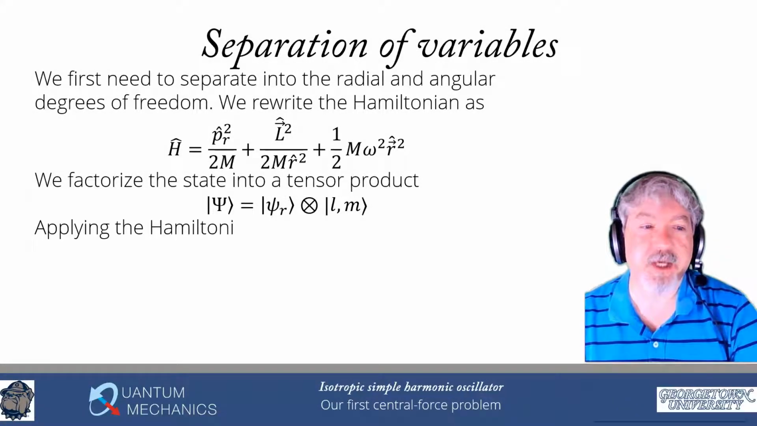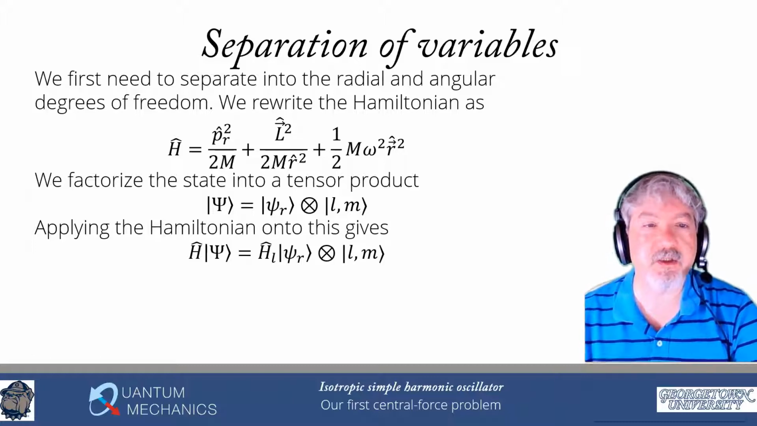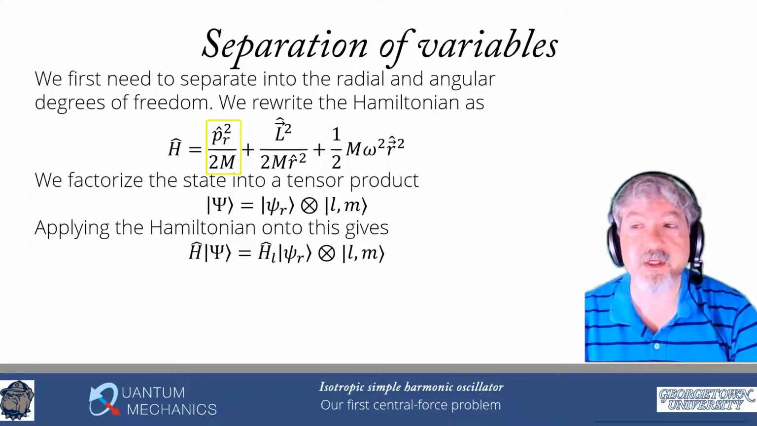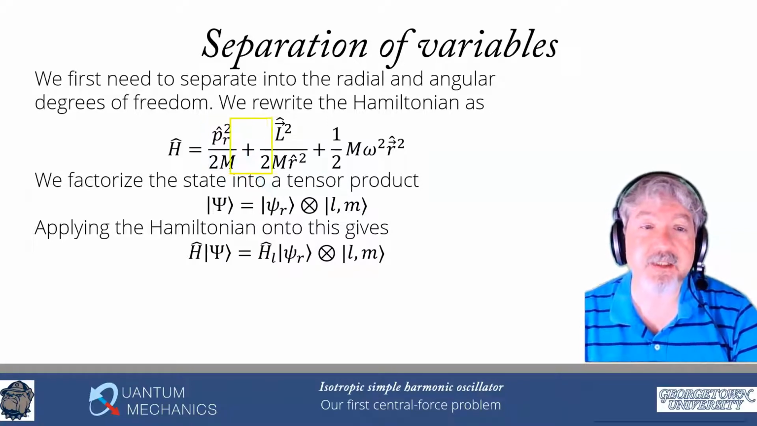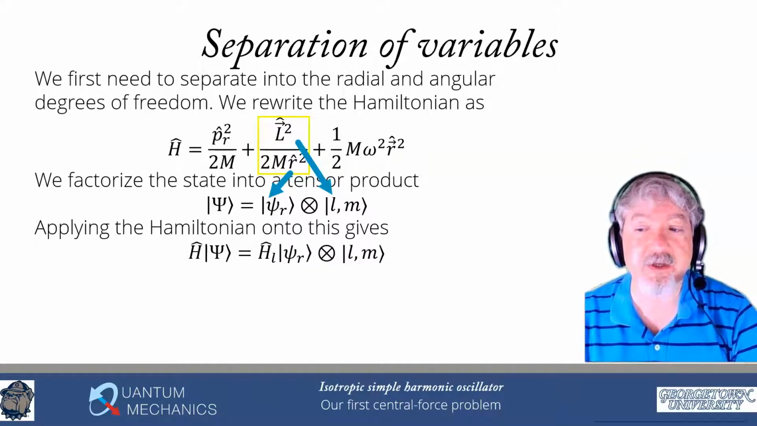So after factorizing that tensor product, when we apply the Hamiltonian onto it, take a look at that Hamiltonian. You see I have a pr squared. You can think of that as pr squared tensor with the identity because it doesn't act at all on the angular part. The second term, the L squared over 2m r squared, that's a full tensor product operator. The L squared piece acts on the LM part of the tensor product, and the r squared piece acts on the psi r part.